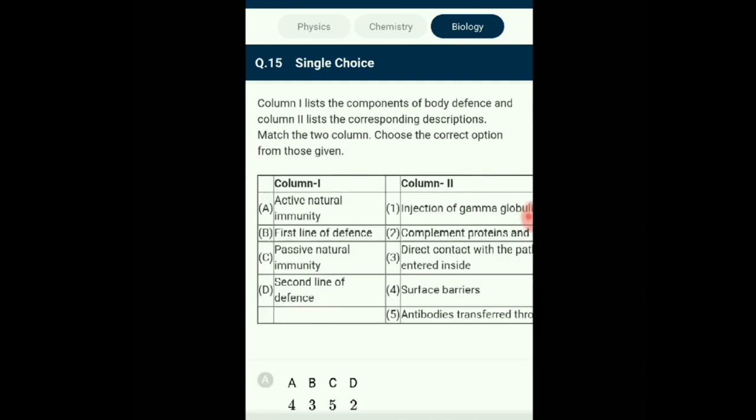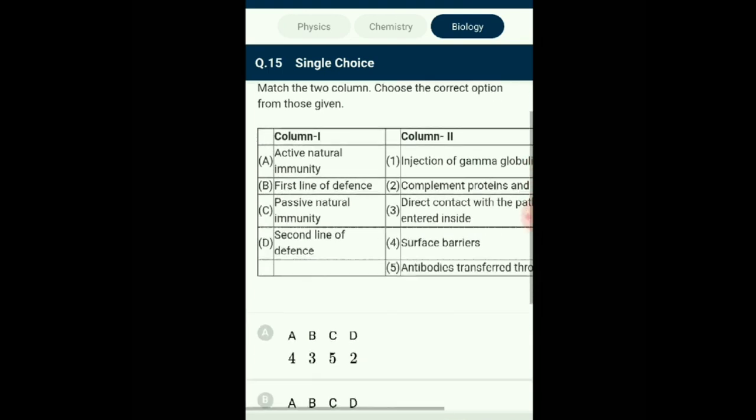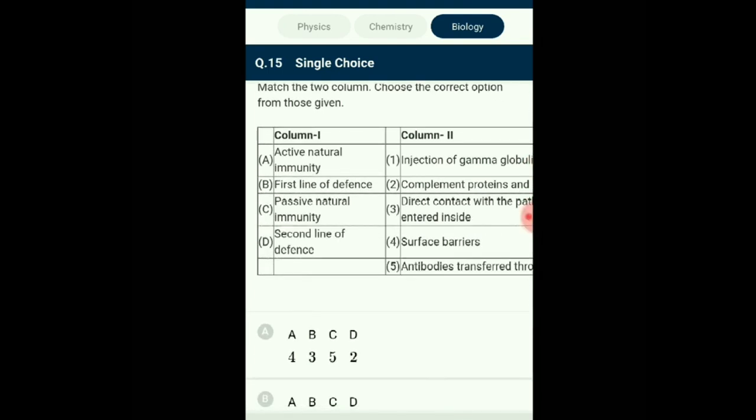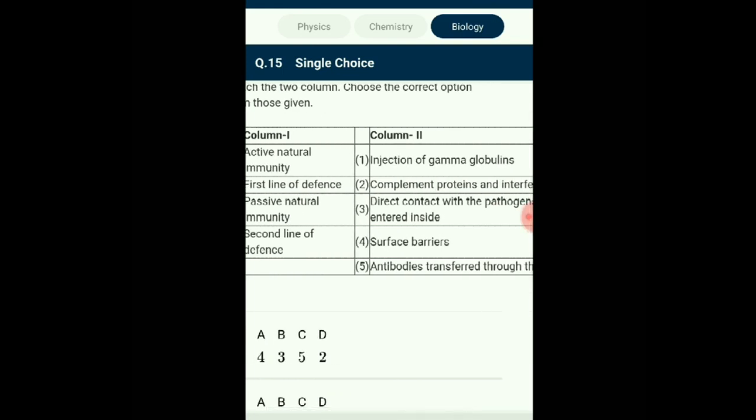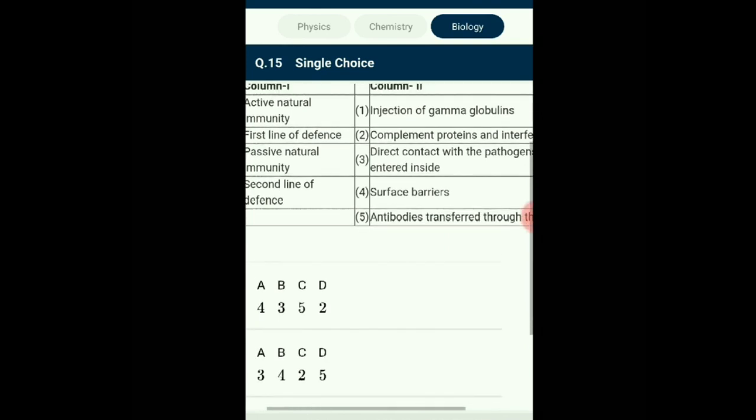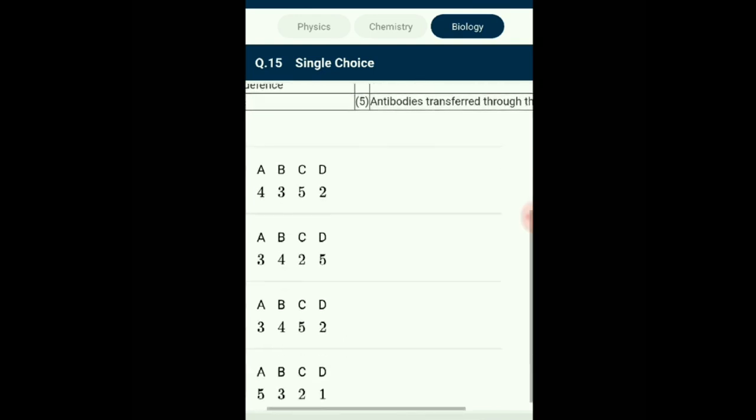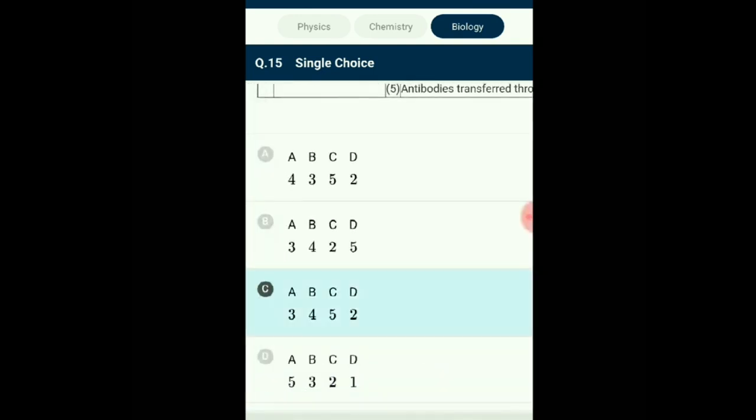Question number 15. Column 1 lists the components of body defense and column 2 lists the corresponding descriptions. Match the two columns. Choose the correct option from the given. Immunity: direct contact with the pathogen that has entered inside. First line defense: surface barriers. Passive natural immunity: that is matched with antibodies transferred through the placenta. Second line of defense: complement proteins and interferons. So the correctly matching option is option C.